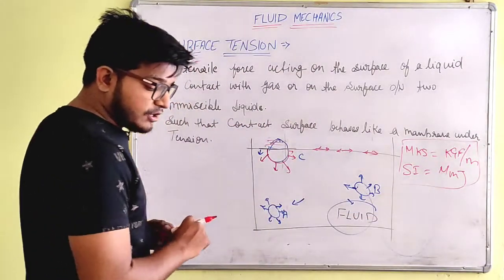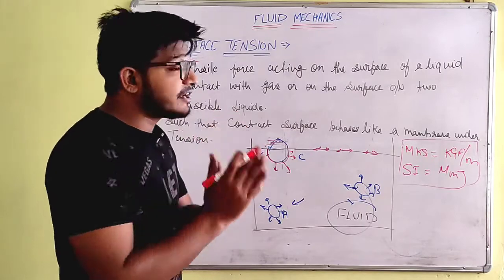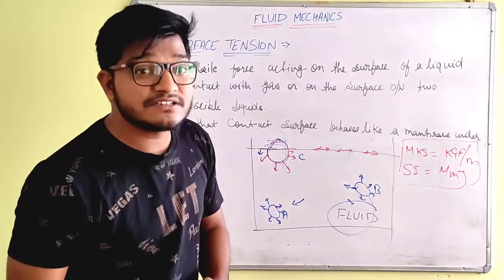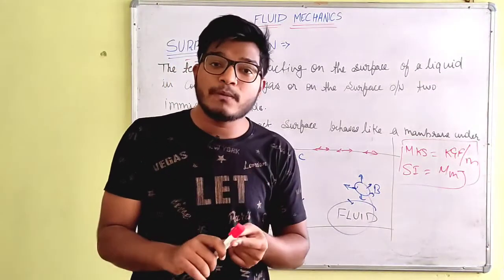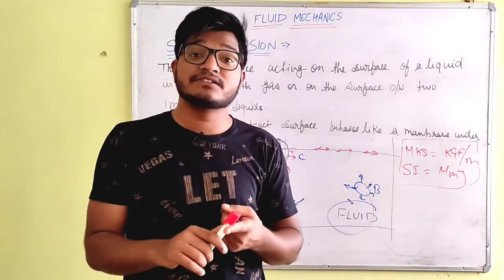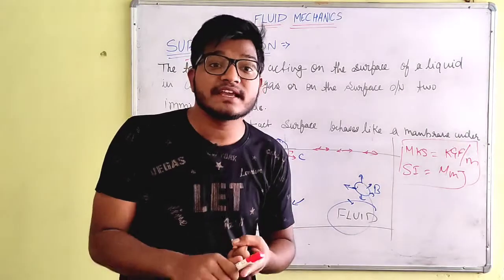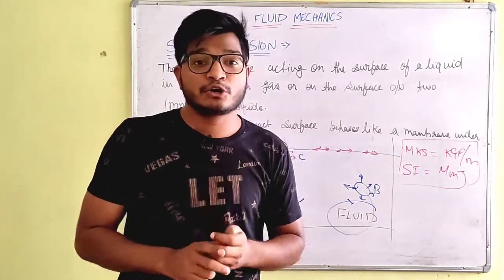Now if we talk about the cases of surface tension, there are three cases. The first one is the hollow bubble, the second one is the jet case, and the third one is the water droplet.